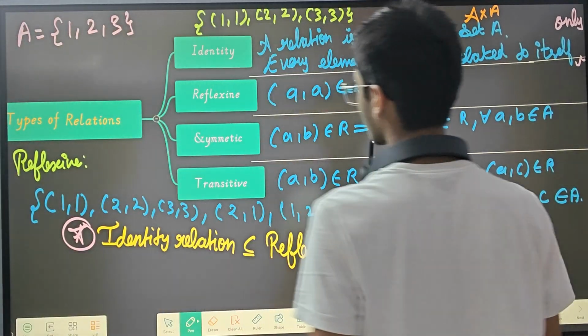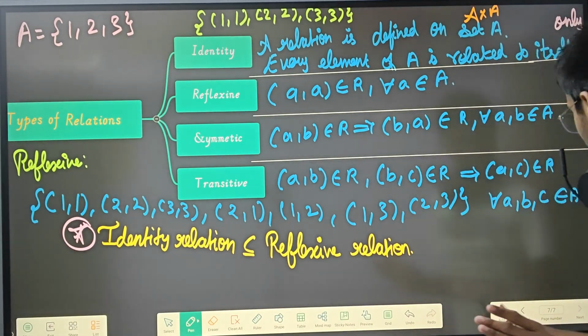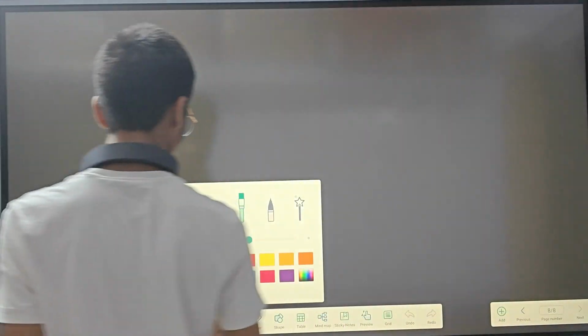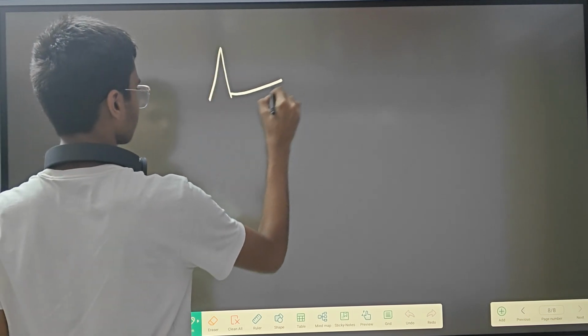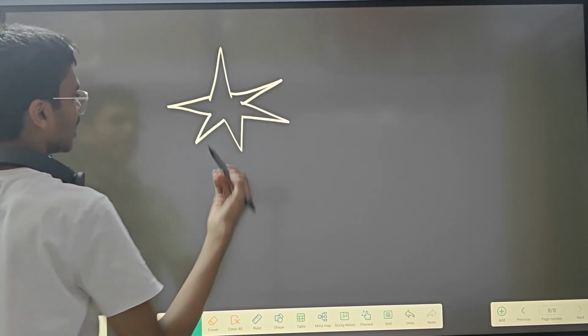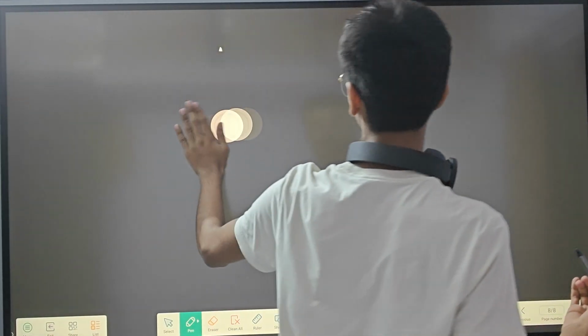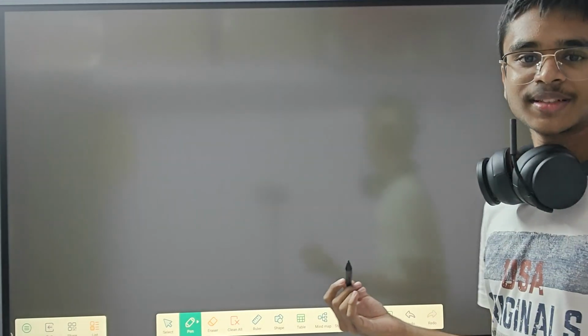Next, we are going to see the symmetric relation. Symmetric is very simple. You all know a starfish. Actually, a starfish is symmetric. So we will take something that is symmetric. What shall we take?